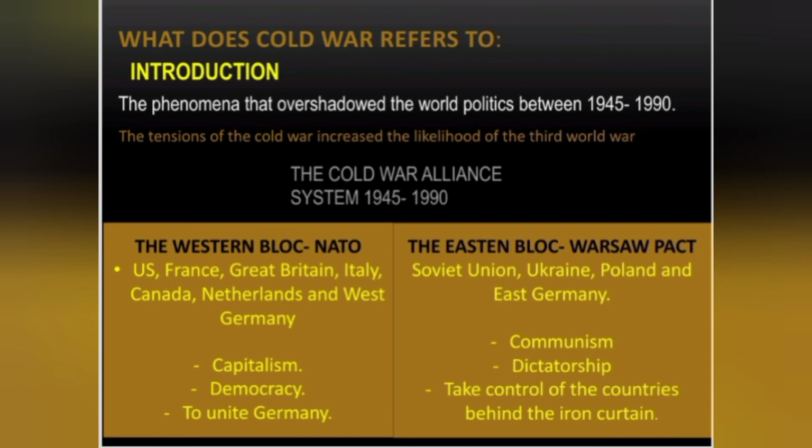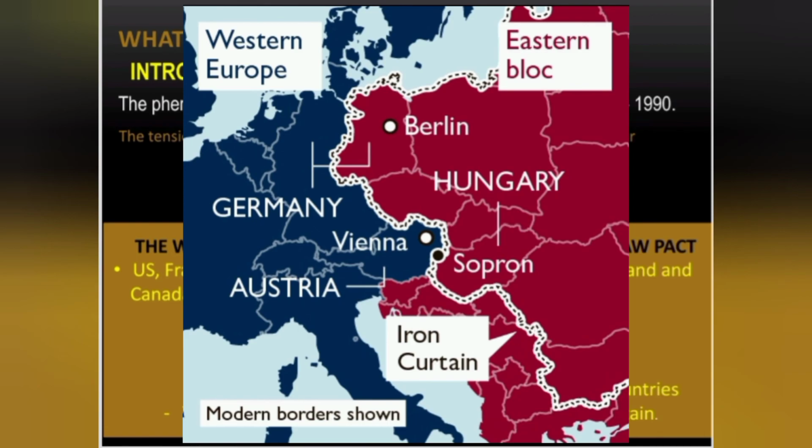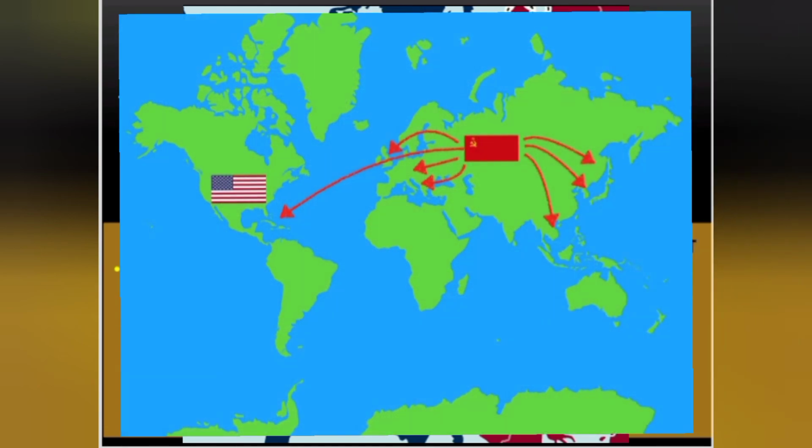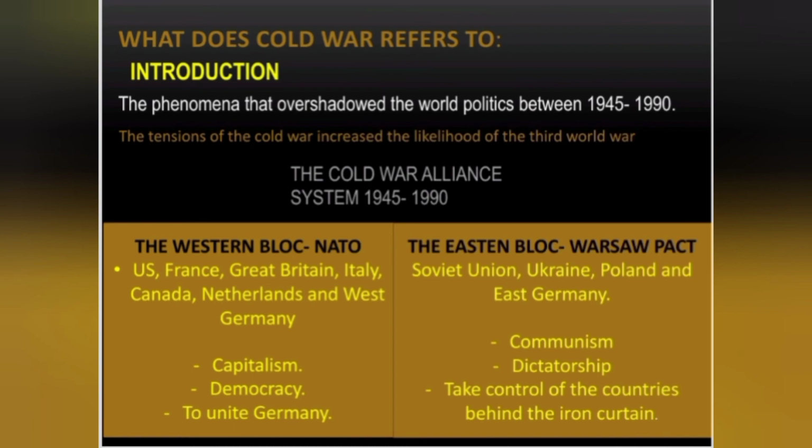Whereas the Eastern Bloc consisted of the Soviet Union, Ukraine, Poland, East Germany के अंदर जितने भी फिर states थे. So it had the communist ideology. They favor the totalitarian kind of governments, and their goal was to take control of the countries behind the Iron Curtain. आयरन कर्टन के उस तरफ जितने भी कंट्रीज़ हैं उस पे हम अपना कम्युनिस्ट आइडियोलॉजी को स्प्रेड करेंगे. So this was the alliance system, the Cold War alliance system. So I hope you get that.